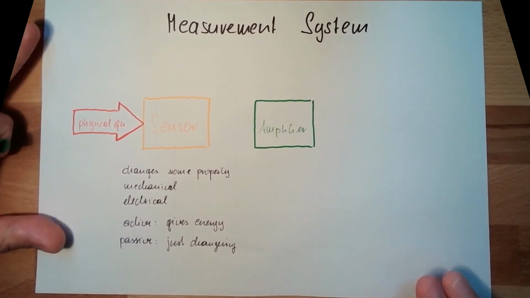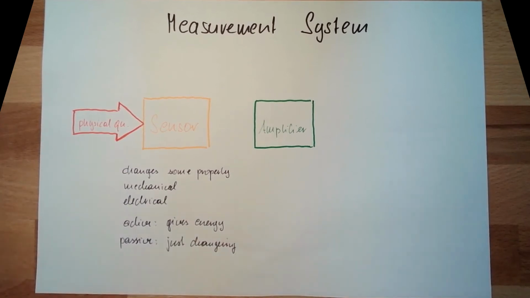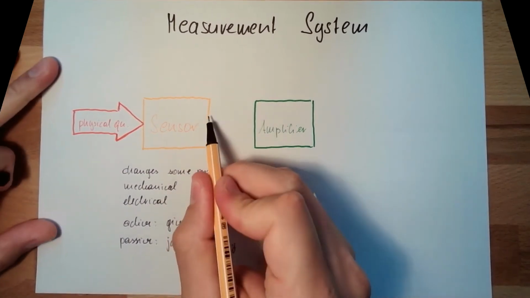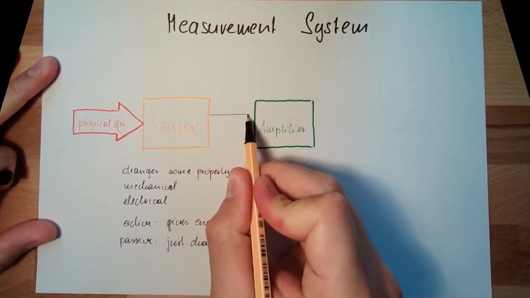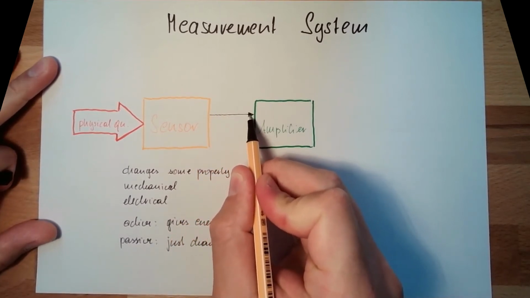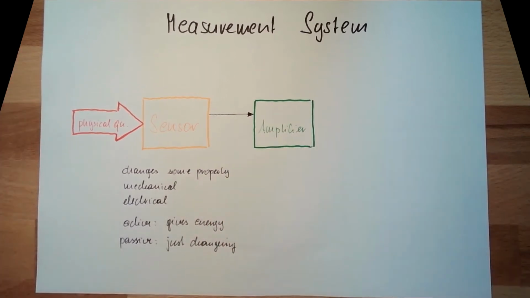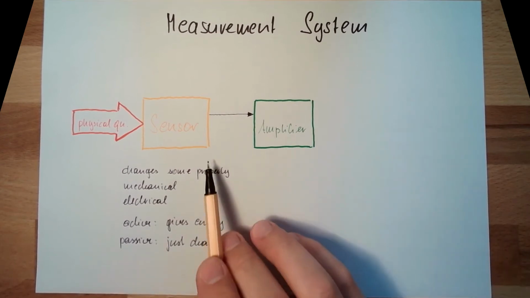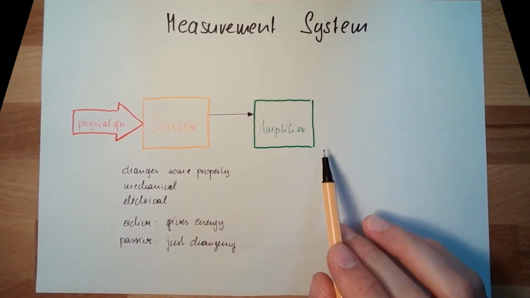The amplifier takes the signal from the sensor and is gaining the signal. It's making it bigger simply, so that we can watch it easily, so that there is enough power to move a pointer or something like this. The changes in the sensor are very small, and after the amplifier it's big.